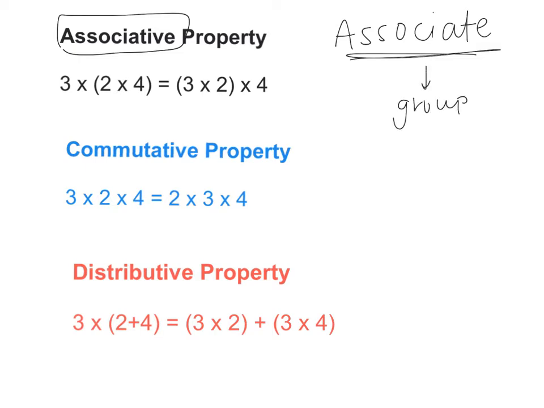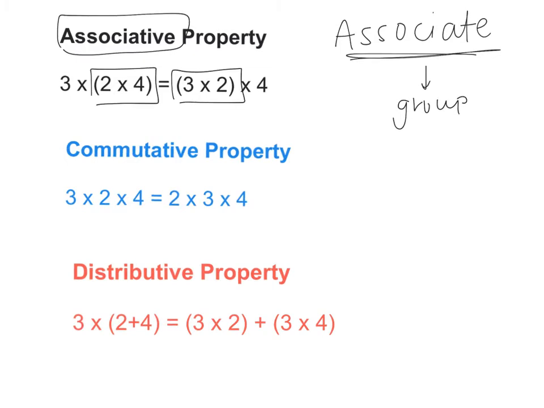Okay? So the associative property says that it doesn't matter in multiplication and addition how you group the numbers. Here we've grouped the 2 and the 4 together in the parentheses. And over here we've grouped the 3 and the 2 together in the parentheses. It doesn't matter how you group them, the answer will be the same.